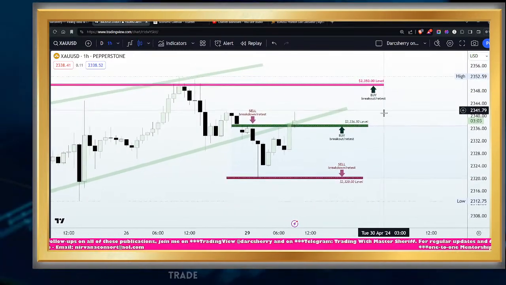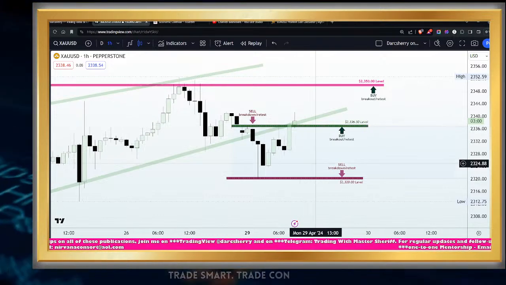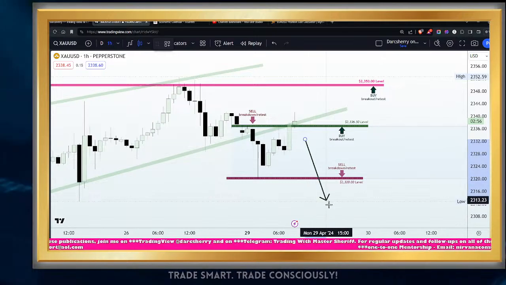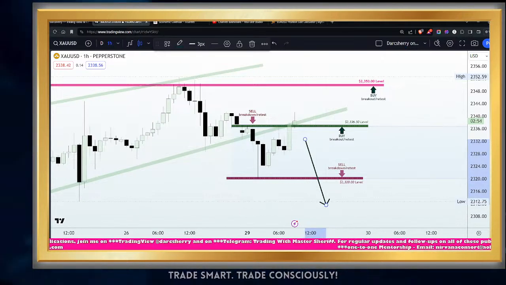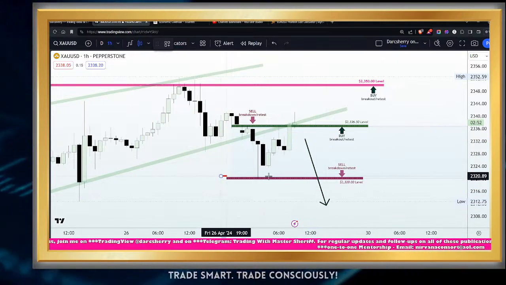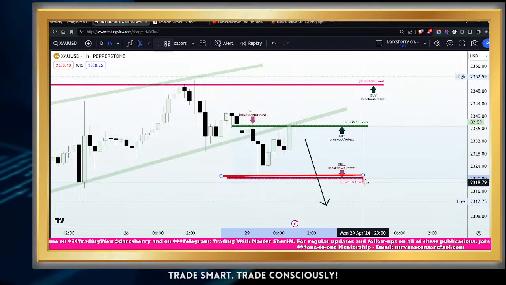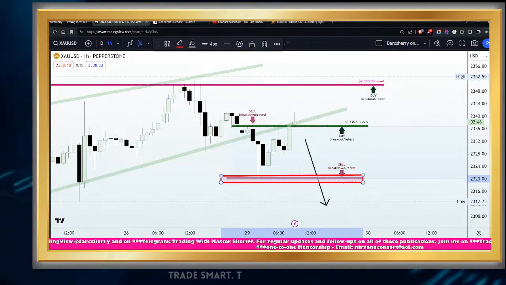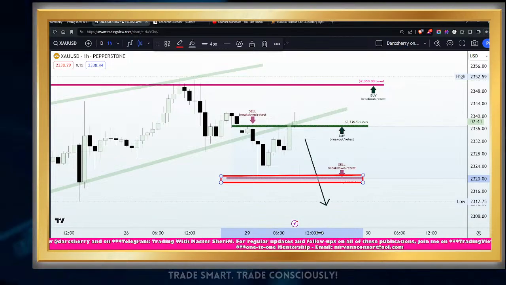However, if it gets to a point we get taken out of this buy position and price continues to drop to the downside, well, a breakdown of the 2,320 will be a good opportunity for us to join a sell. So I do have a sell stop order sitting below the 2,320, at least in the meantime.